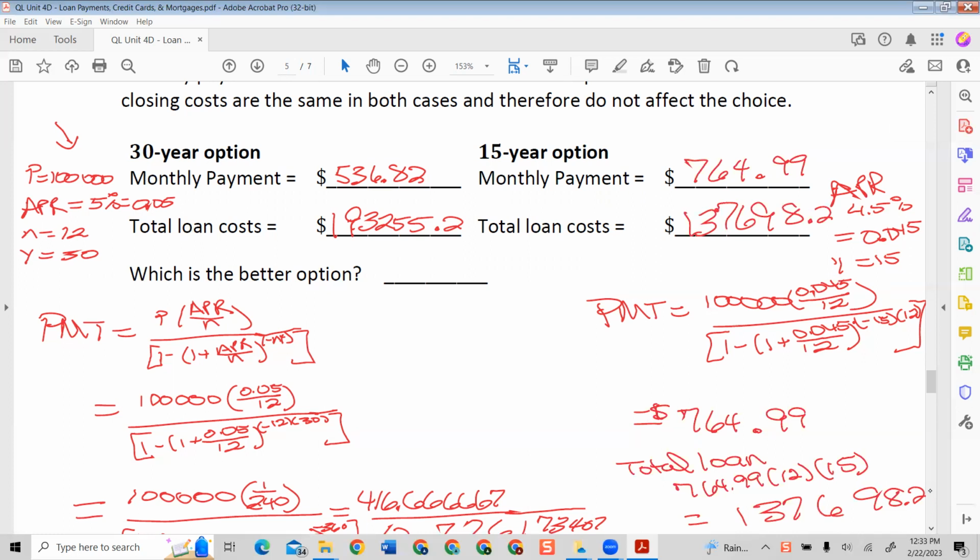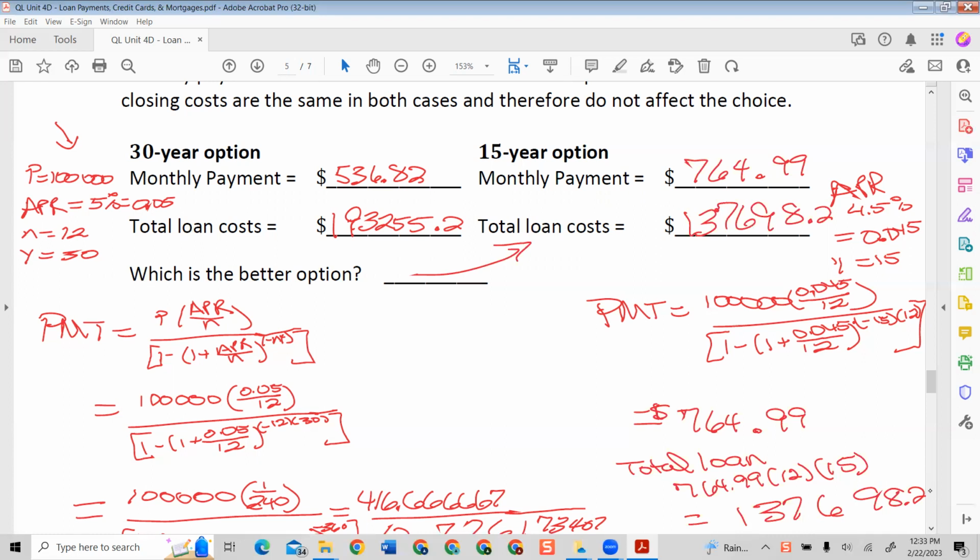So if I was to subtract the difference, let's see how much we're actually going to save by going 15 years. We're going to say 55,557. So I'm going to say the 15 years is the best option. Yes, you're going to pay around $220 something more.